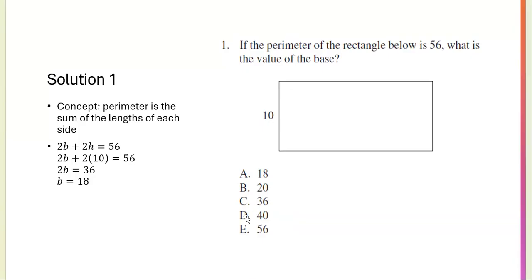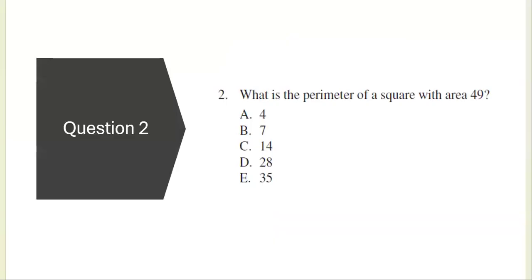And similarly, if we know the concept of perimeter is the sum of all the lengths, well, if the base is 40, you have another 40 up here. That's 80, which exceeds that as well. So you can easily eliminate choices if we understand the concept. Question 2. What is the perimeter of a square with area 49?